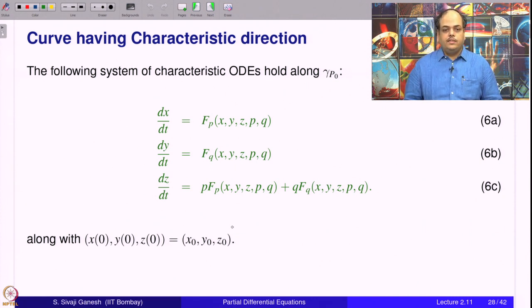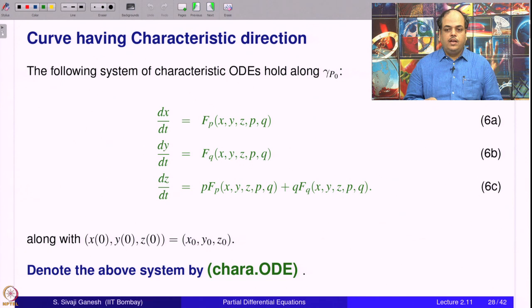Now, why is it incomplete? I do not know what p and q are. That is a problem. Let us denote the above system by Chara ODE, exactly like we used for quasi-linear equations. The images of its solutions will be characteristic curves. Only thing is that it does not determine characteristic curves. That is a problem because there are p and q here.